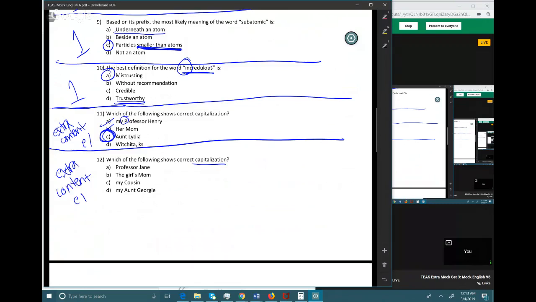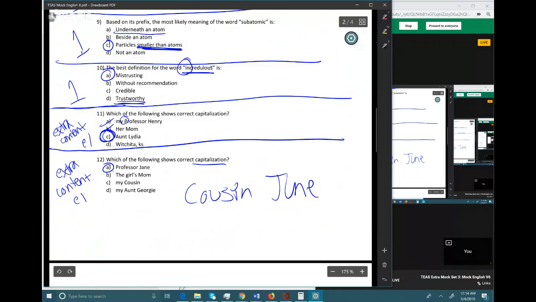Number 12. So now we have one with professor that took out the my or their or her. Now A is correct because it's Professor Jane. You're giving her that name. The girl's mom, so mom would not be capitalized there because it's a description, not a title. Same with my cousin. I could say cousin June, and that would be giving her that as a name, and they would both be capitalized.